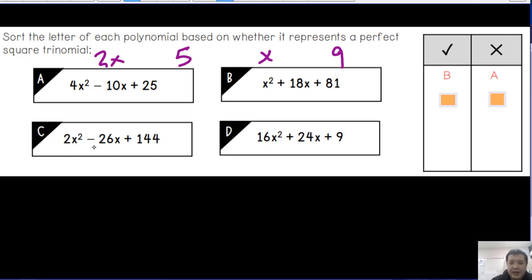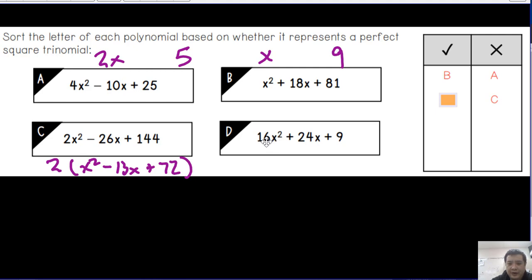For c, here we can factor out a 2 first, so let's do that. That leaves us with x squared minus 13x plus 72. And with that, 72 is not a perfect square, so therefore this is not a perfect square trinomial.